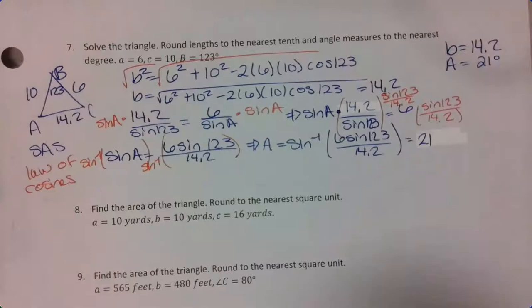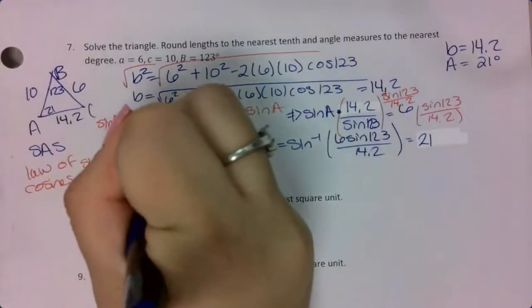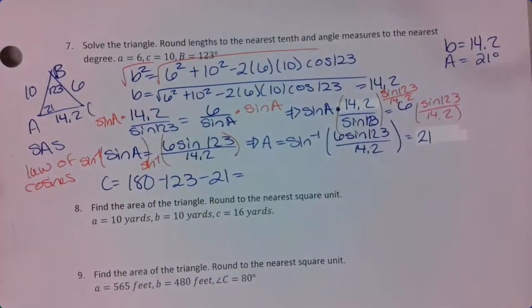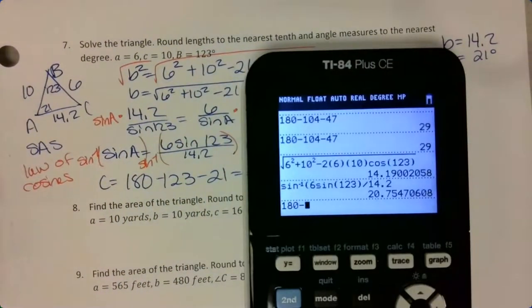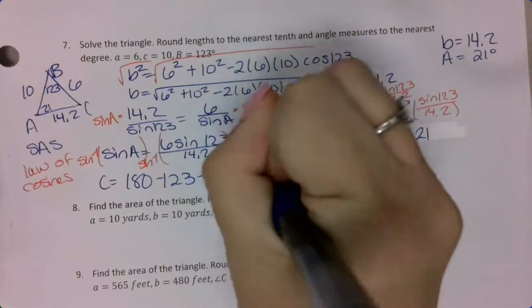So now I have 2 angles. I can solve for C by subtracting from 180. I'm going to subtract 123 and 21, which gives us 36 degrees for our angle C.